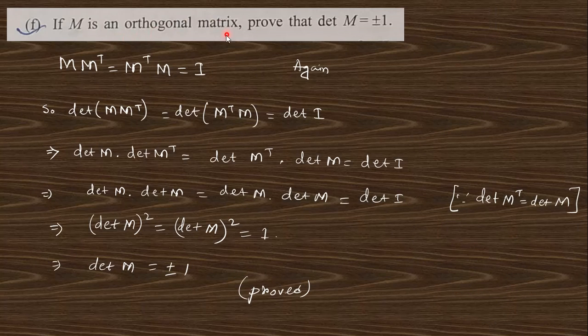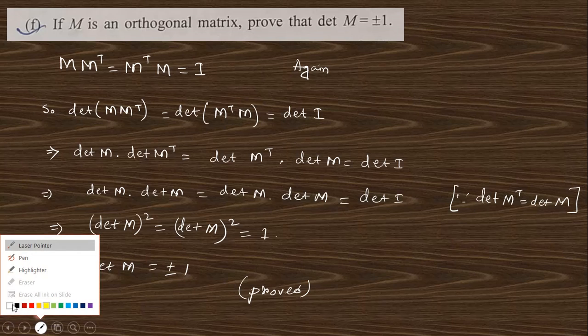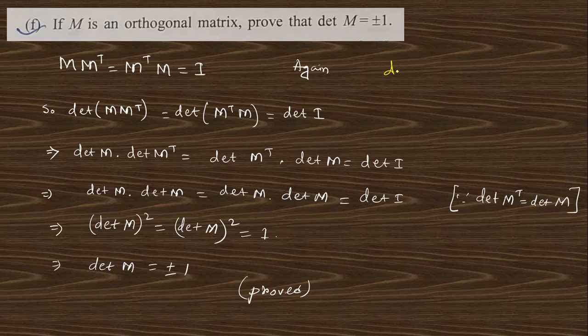If M is an orthogonal matrix, you need to prove that determinant M equals plus or minus 1. So the property of an orthogonal matrix is that M transpose, which is the row-column interchange, times M will be I. So just take the determinant on both sides, and you know the formula for the determinant of a product of two matrices, that the determinant of AB is nothing but the determinant of A into the determinant of B. Just use this formula.